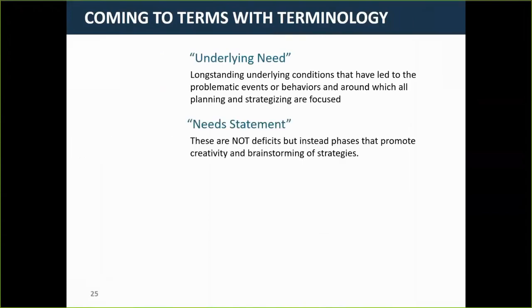When you do have CANs and wraparound coexisting in the same system, you've got this challenge with the same words, on the surface, being used for each. But we have to recognize that the terminology is different for each. So starting with wraparound, we know that an underlying need is a long-standing underlying condition that's led to the problematic events or behaviors and around which all planning and strategizing are focused. These are going to be in the family's words. There's only going to be 1 or 2 of them that are the focus of the intensive work of a wraparound team at a time. And as we'll hear in a sec, that's very different from needs in the CANs assessment.